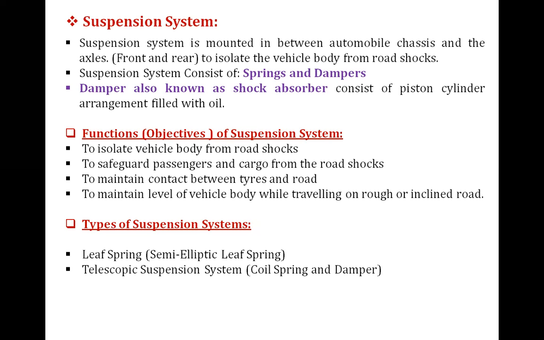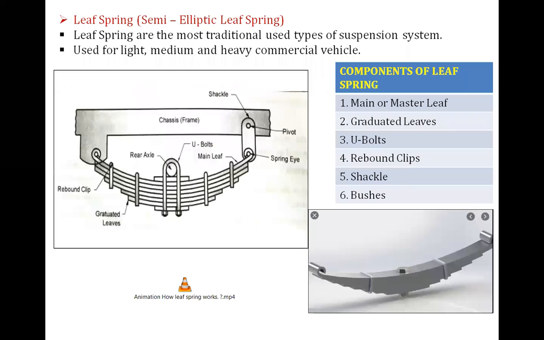Types of suspension system. So types of suspension system, basically the leaf spring or the semi-elliptic leaf spring is one of the kind, and the telescopic suspension system, coil spring and the damper. In the telescopic suspension system, the coil is provided, that is coil spring and the damper. Whereas in the leaf spring, the semi-elliptic leaf springs are mounted one over the another. So we'll see the picture of the leaf springs.